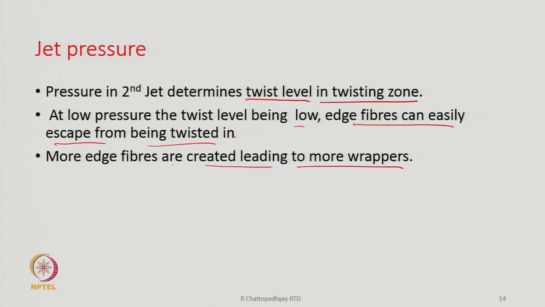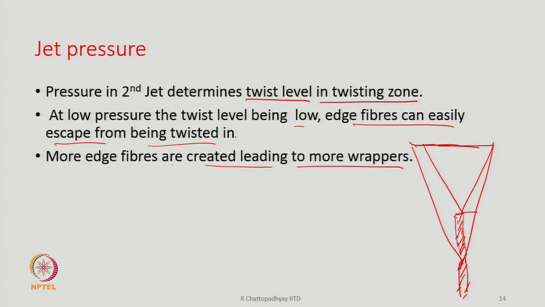So, at low pressures, that basically means that the spinning triangle, if we think like this, when the pressure is low, suppose this is the apex point of the triangle. When the pressure is high, the twist will reach here at this point. When the pressure is low, the twist will reach this point. So, this is for high pressure and this is for low pressure.